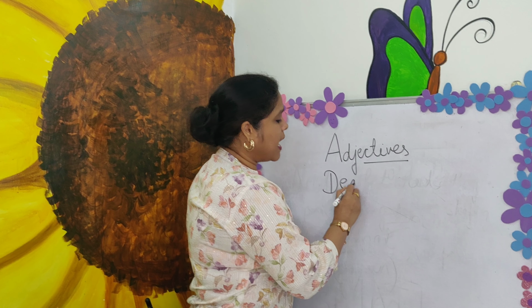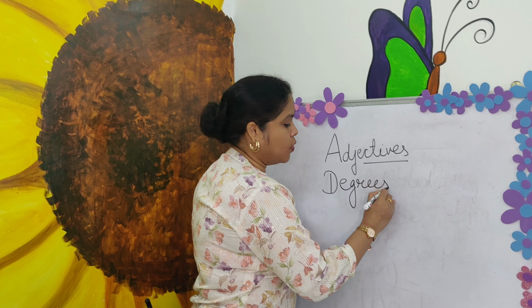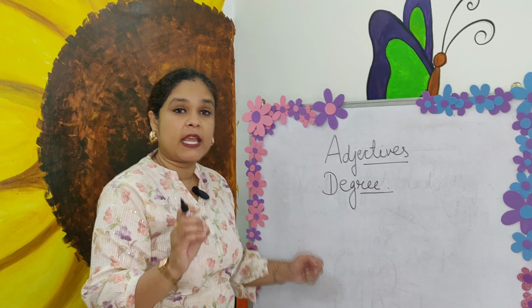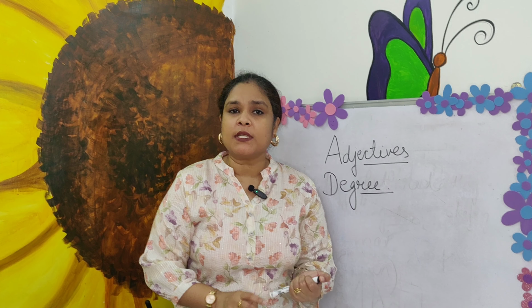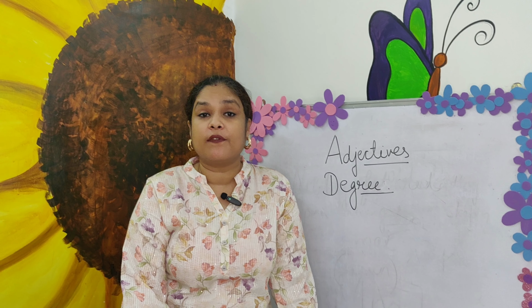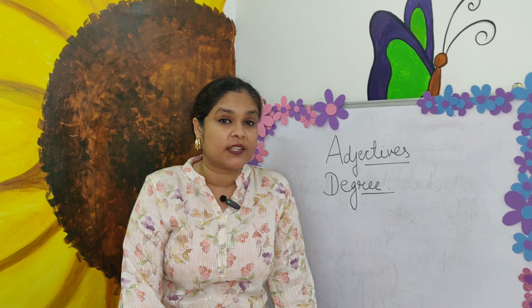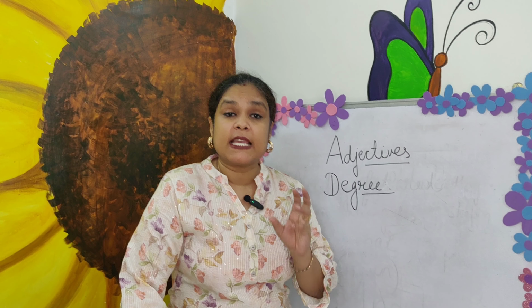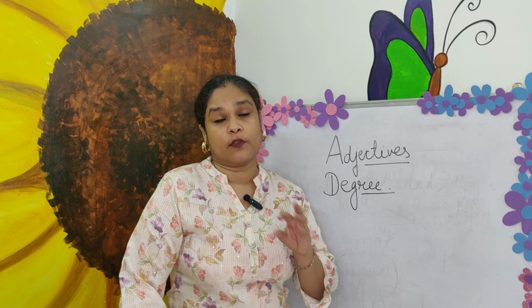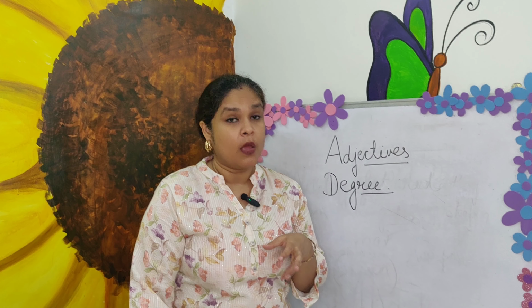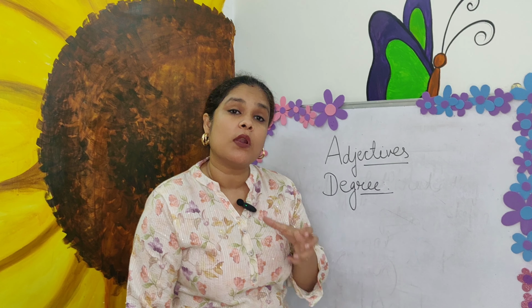Now, before I start explaining what we mean by degree of adjectives, let us take a small example. What is an adjective? These are basically words which give you some more information about the noun, right? So degrees of adjective, we see in adjectives of quality. We talk about the qualities of the noun when we refer to degree of adjectives.